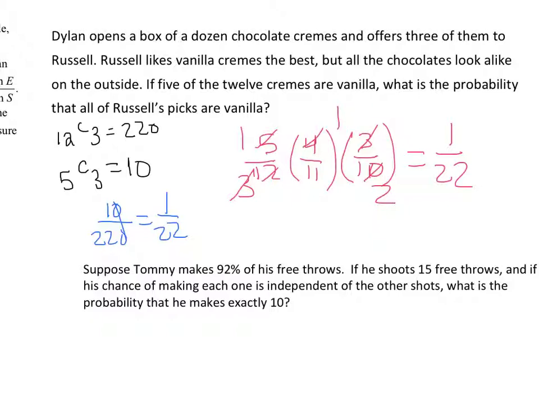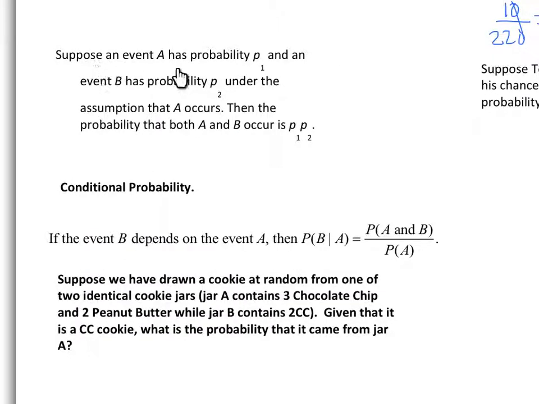Okay? So let's take a look at another example. So suppose event A has a probability of P1 and event B has a probability of P2 under the assumption that A occurs. Then the probability of both A and B is the probability of 1 times the probability of 2. That's how we got that second way of doing that. Okay?